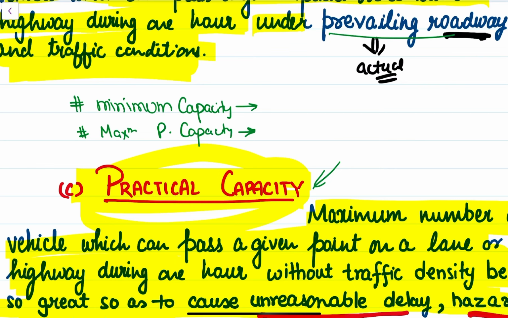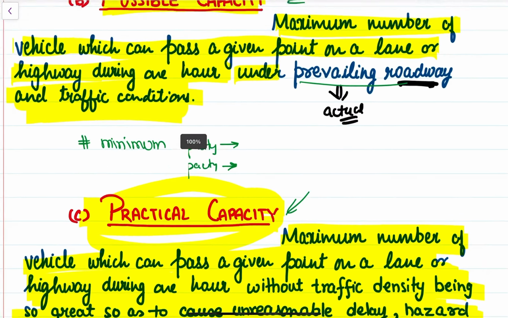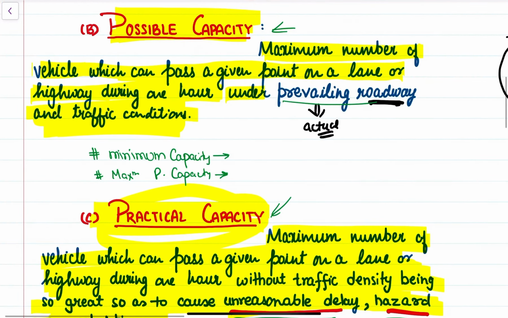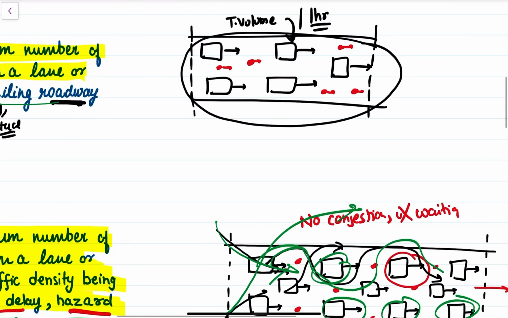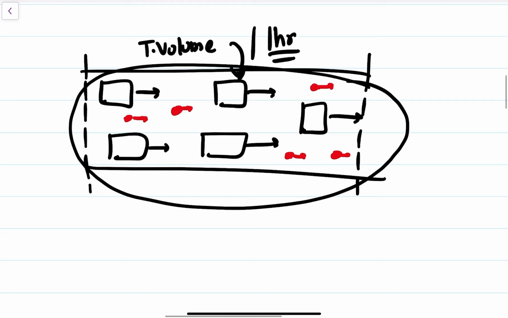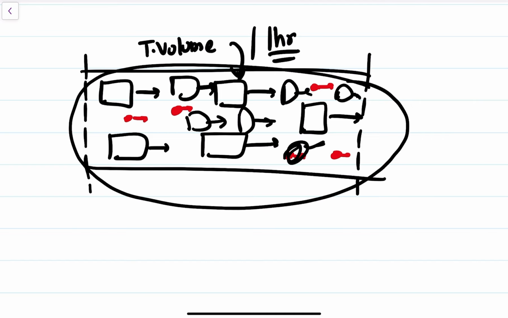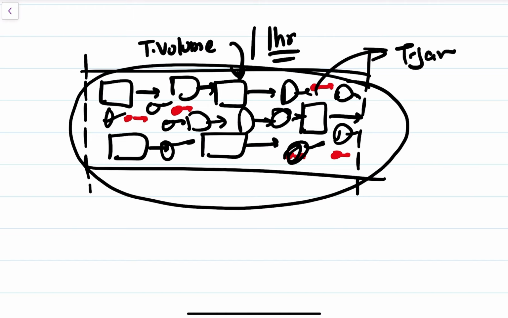So I hope you have thought about it. What will be the minimum capacity? As we have discussed, traffic capacity is the maximum number of vehicles crossing the road section, right? So possible capacity can be a scenario where the traffic volume becomes so high that a traffic jam condition arises.